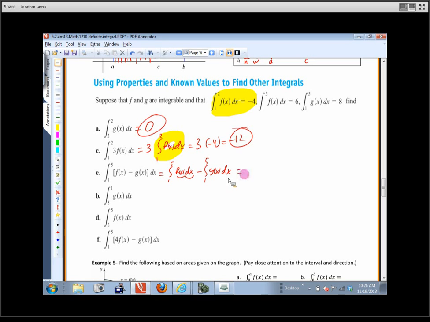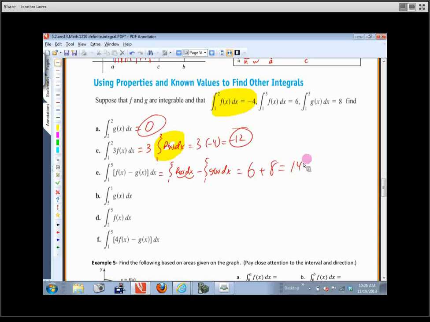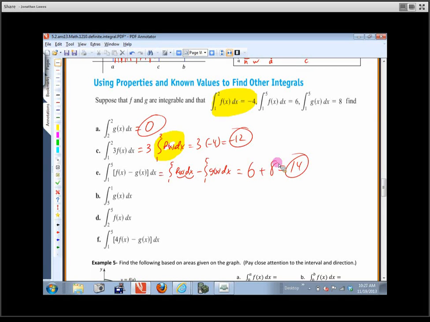Okay, so do I have this value right here? I've got a 6. Do I have this value right here? I've got an 8. So the answer on this one is 14. Oh, it's a minus. Thank you very much. Okay, -2. How's that sound? Much better because it's correct, right? Okay. Any questions there?